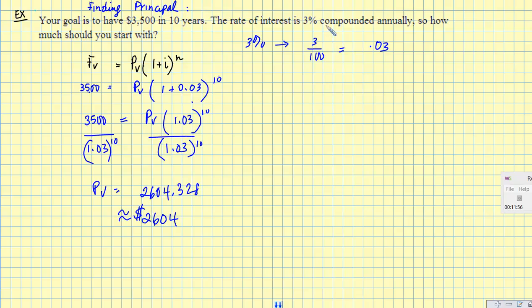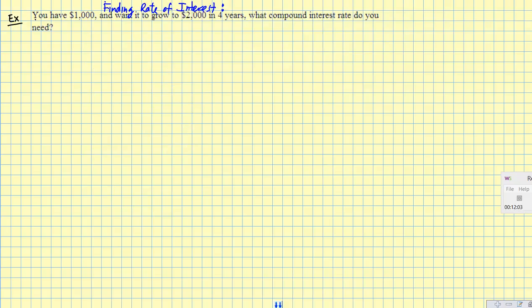Actually, it would normally be even more. Interest rates usually aren't as high as 3%. All right. So let's look at a couple of other examples.